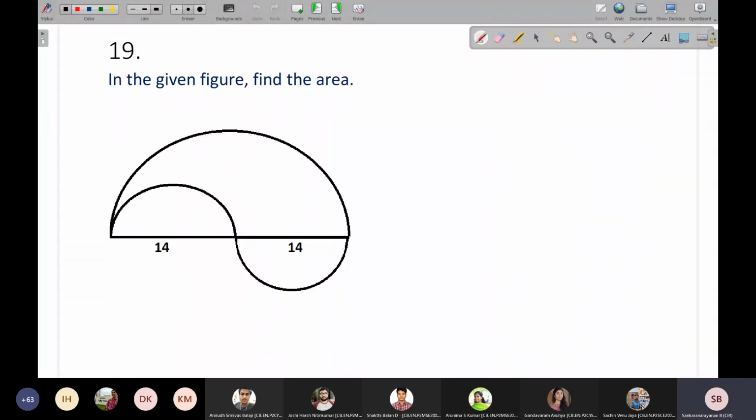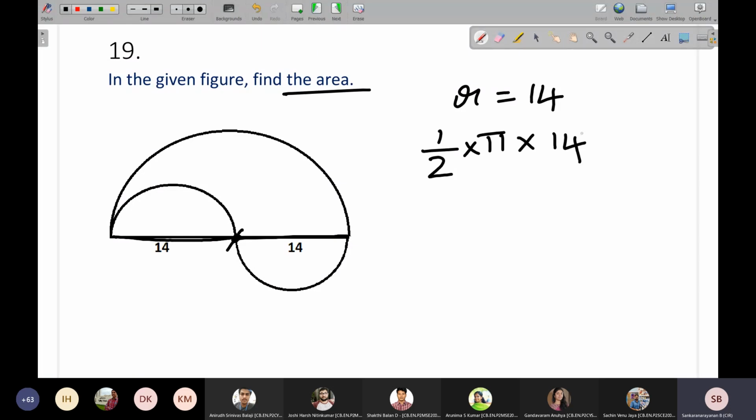You are asked to find the area of this given figure. Okay, so you can see that there is a semicircle present. This semicircle has a radius of 14 units. So this semicircular area will be half pi r square, so half of pi into 14 square.